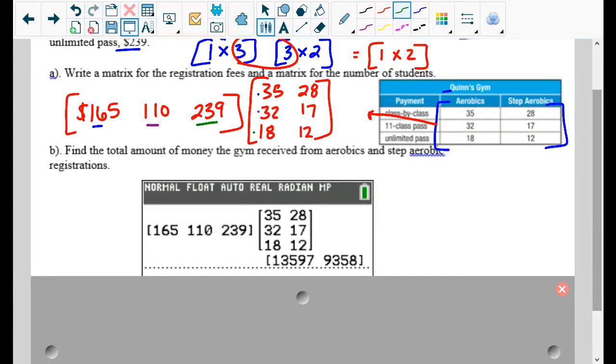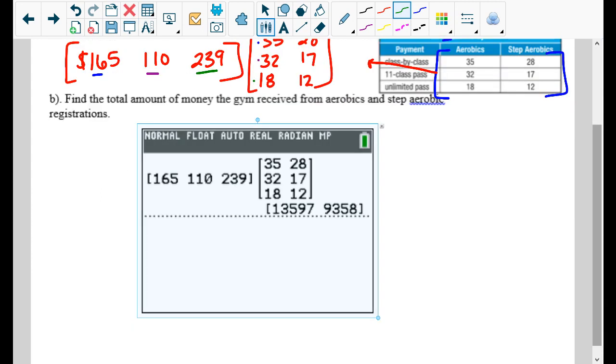Which I already did here. So you can see I plugged this into my calculator here. I got 165, 110, 239. I have my second matrix C over here. When I multiply together, I get a matrix C here, 13,597 and 9,358 for aerobics and step aerobics.